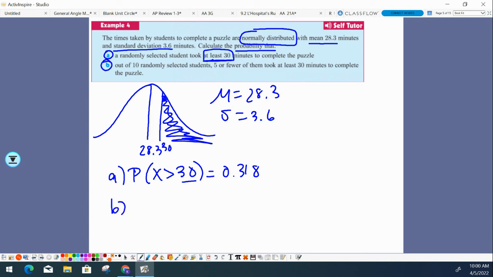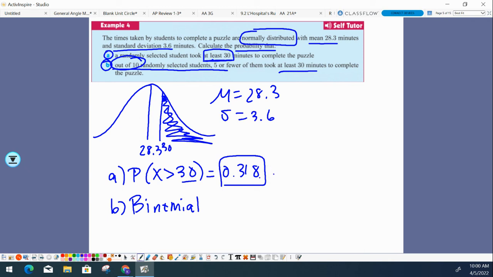But letter B, notice how they change it up. Out of 10 students, we're looking for the probability that 5 or fewer of them took at least 30. So as soon as it says out of 10, immediately I see this as a binomial probability. Okay, and as soon as you write down binomial, you're going to get 1 point just for recognizing that and writing it down. All right, so the whole point that they had us do letter A, this is the probability for this particular problem because we're looking that 5 or fewer out of 10 took at least 30.